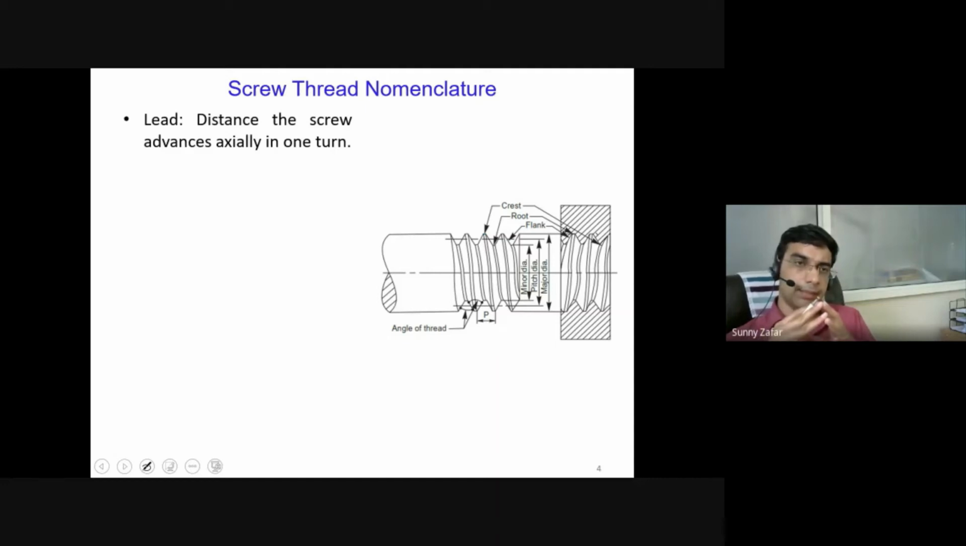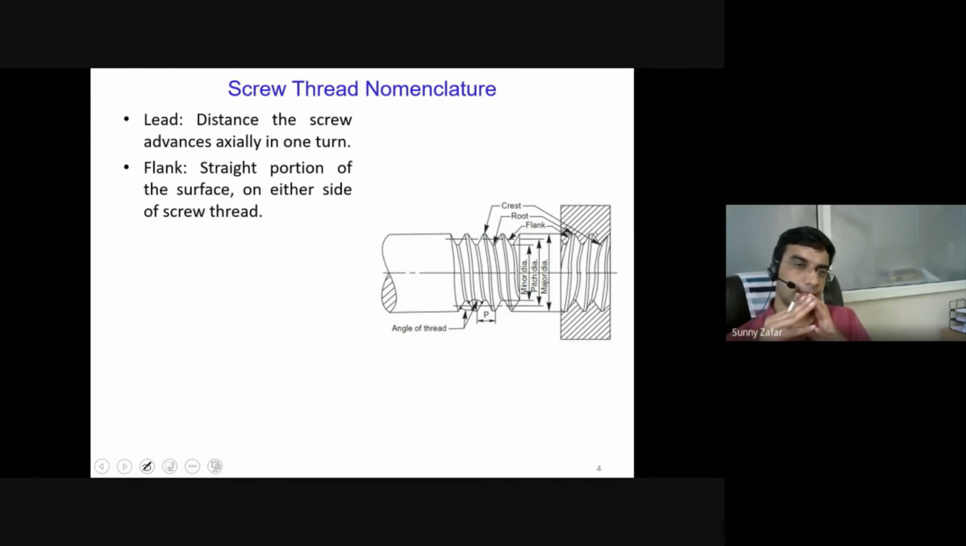So next is another important aspect, that is lead. What is lead in case of threaded fastener? Lead is basically the distance the screw advances in one axial turn. So you take a bolt and you take a nut. You mark a point on the nut and you rotate it 360 degrees. The nut will linearly move on the threaded surface of the bolt. So this distance which the nut moves in one rotation is equal to the lead of that particular threaded fastener. So lead will be deciding the distance. Generally this lead is helpful in quickly screwing or unscrewing different components.